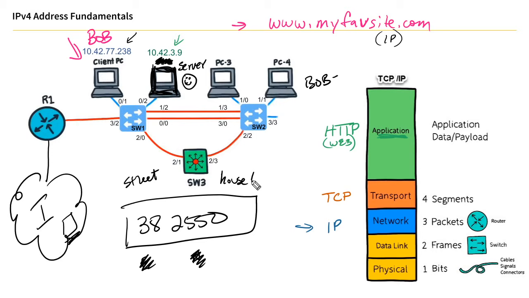The mailman would have to know, where's the dividing line? Basically, is this the street? Is it street 382 and house 550? Or is it street number 38 and house 250? Or is it street 3825 and house number 50? You see, there's got to be some delineation regarding which part is the actual street name and which part is the actual house address. You with me? Because if we don't have that information, the letter won't be able to be delivered correctly.